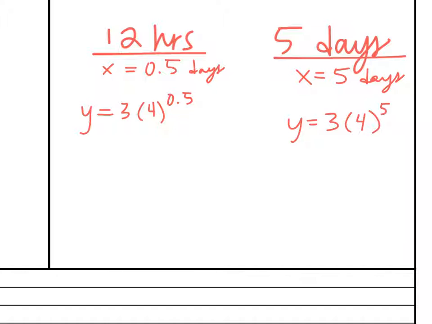So what is the population after half of a day? 12 hours. What's the population after 5 days? Remember, when you put it in your calculator, you need to do the exponential part first. So like 4 raised to 0.5. And then multiplied by 3.